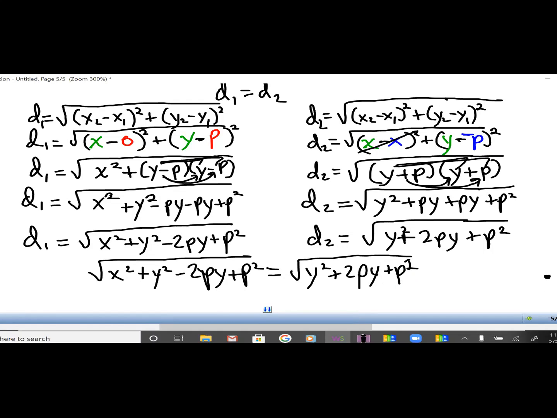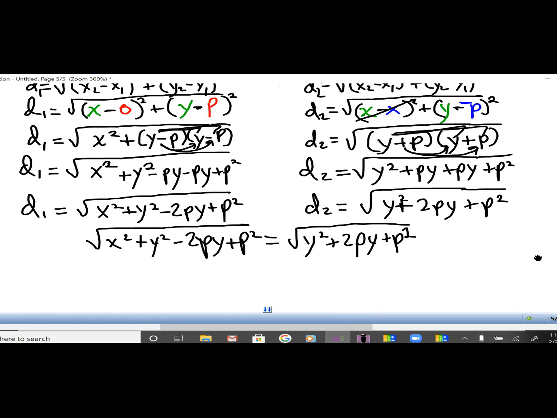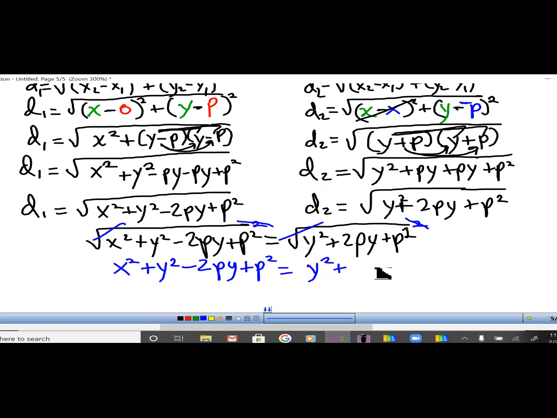All right, since we are deriving, guys, we need to get rid of everything that we can. Since both sides have a square root, I can square both sides. That cancels that, and that cancels that, because it's the same on both sides. I'm left with x squared plus y squared minus 2py plus p squared equals y squared plus 2py plus p squared.